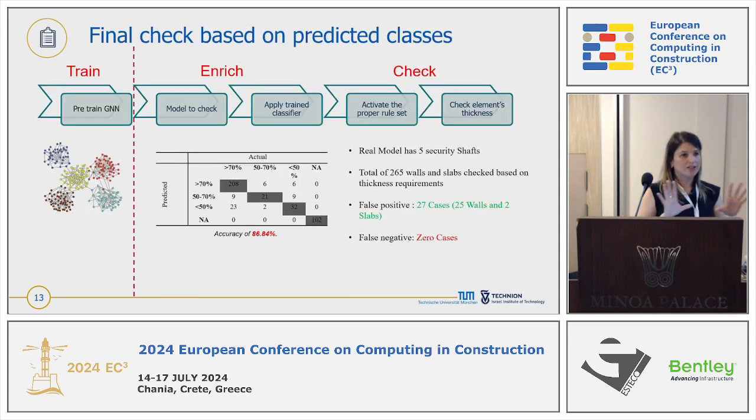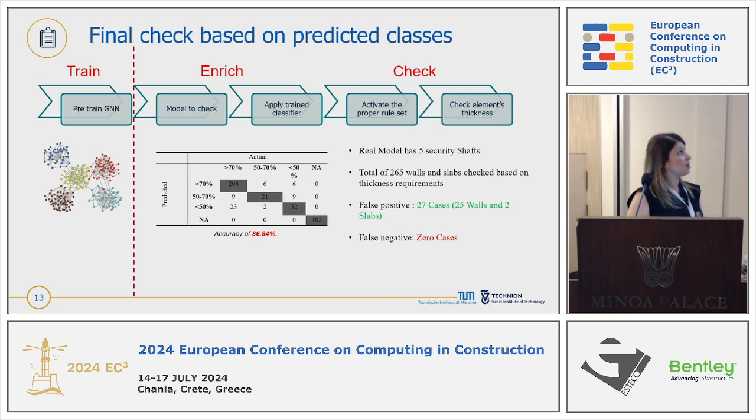This is the final envisioned workflow. We pre-train the GNN before the check. Once we get a model that has to be checked, it is first enriched with the information identifying the security rooms and with the result of the GNN, this ratio of supporting walls. That activates the proper rule set that has to be applied, because, as I explained before, each of these three categories determines its own set of conditions. So the result of the GNN activates the proper rule set that is then applied to the model, and we get the results.